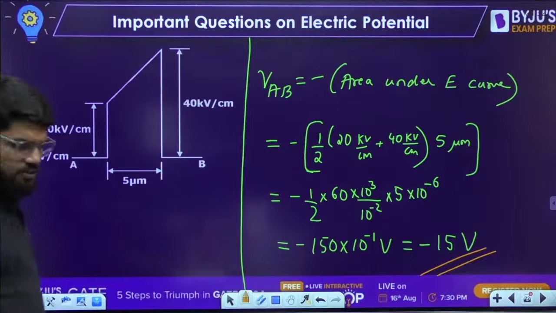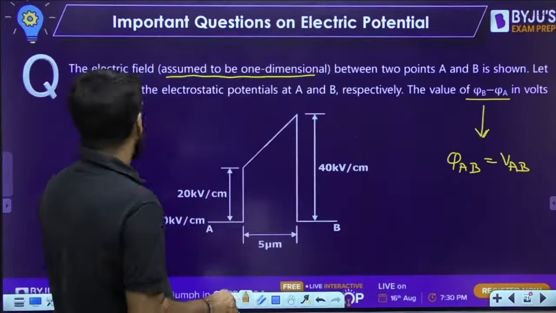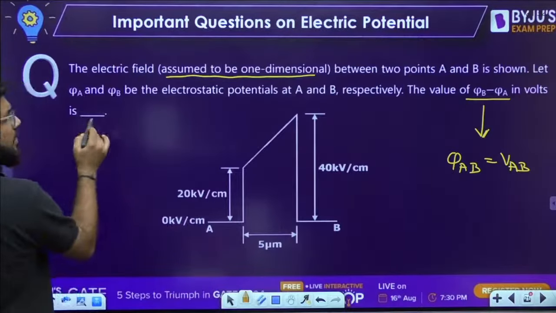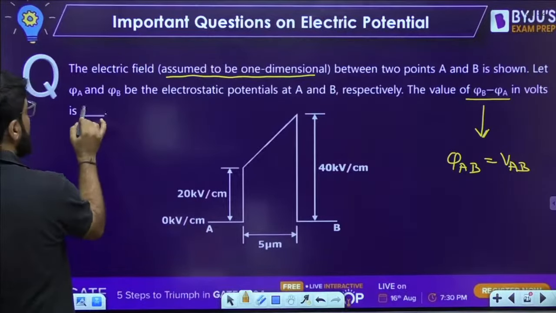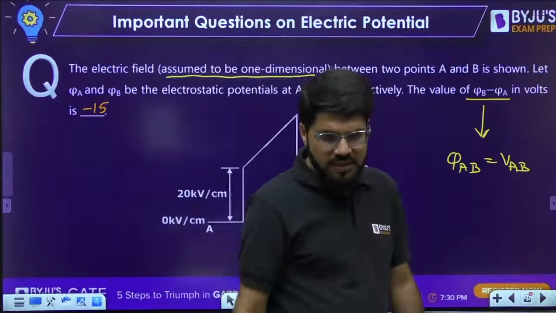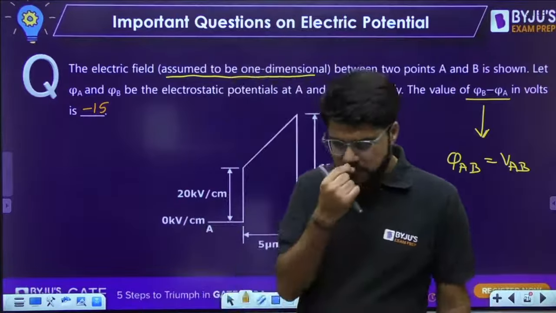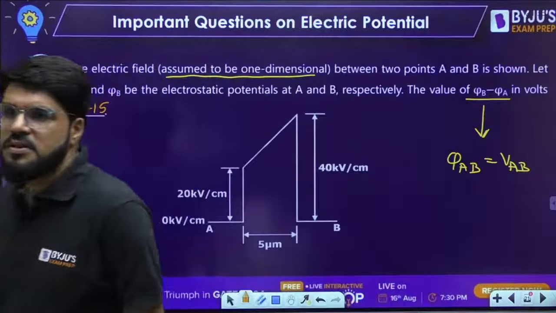So for 1D fields, you can calculate the potential difference by the concept of area. And it was a numerical type question. The area in the value of 5B minus 5A in volts is minus 15. Is equal to minus 15. Done? Okay, let's go on.